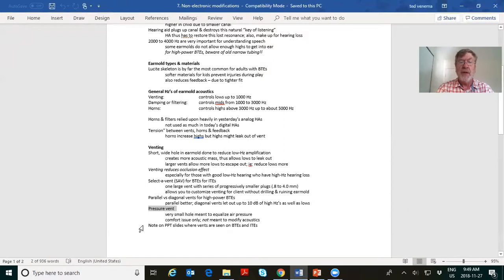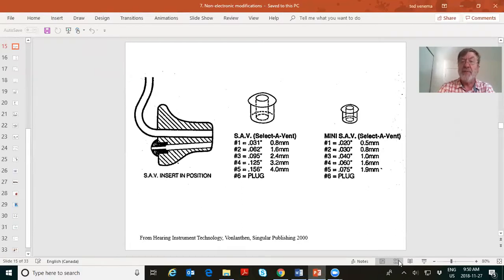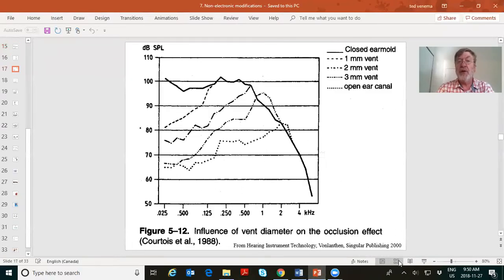But when you start getting to 2 millimeter and 3 millimeter, now you're getting effects of the venting. So there's what venting does. As you see the size of the vent increase, it lets out more and more of the lows, thus reducing the occlusion effect. Look at what it says on the bottom there: influence of vent diameter on the occlusion effect.